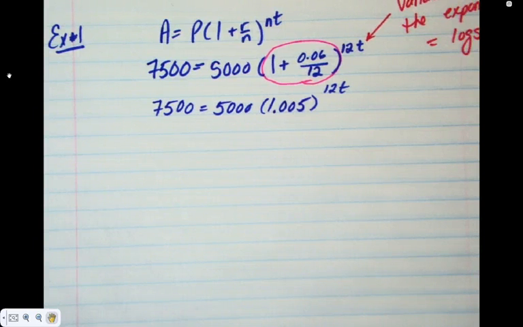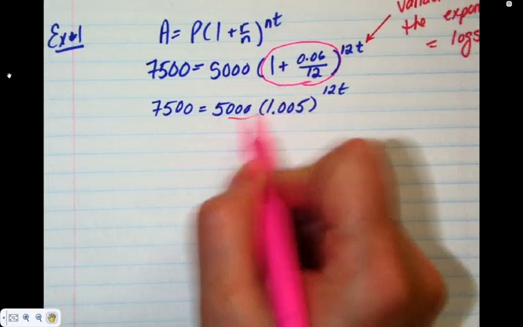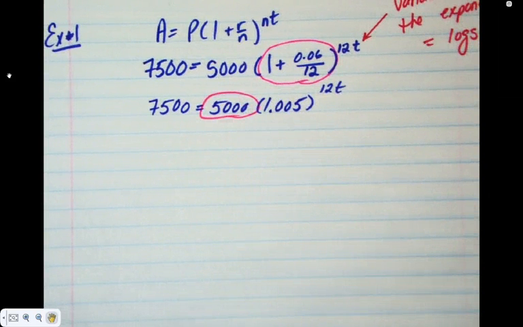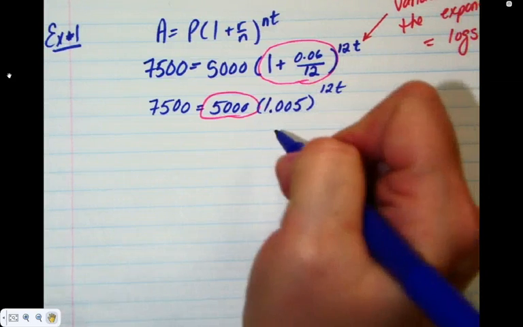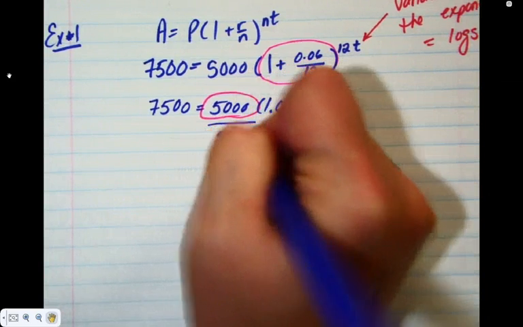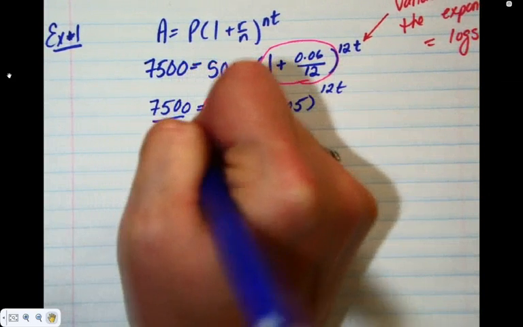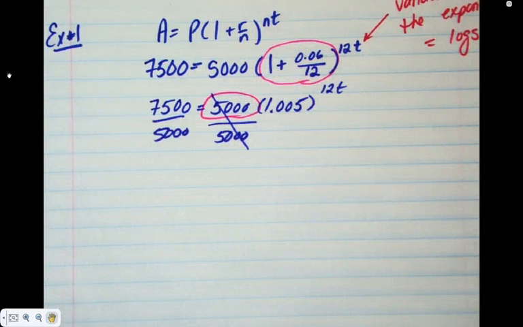The other thing I want to do is get rid of this 5,000 here because I don't want to have to try to do the log of all of that. So what's the easiest way to get rid of a multiplication by 5,000? Opposite of multiplying would be dividing. So I'm going to divide by 5,000 just to make it a little bit easier. Again, I don't have to do that. I could go right to putting the log on each side. It's just going to make it a little easier.